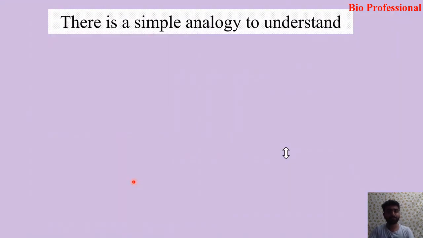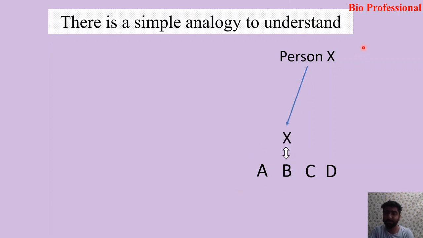To understand the process of cell signaling, there is a simple analogy. Let's say there is person X, and there are 4 different persons A, B, C and D. They are in different places. Let's say person X comes to them. One thing: B knew person X earlier, meaning they know each other.